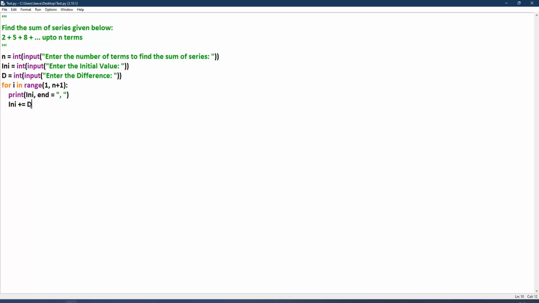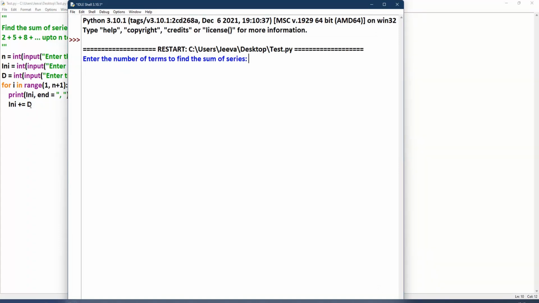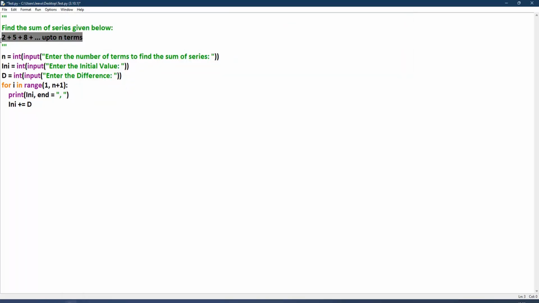Let us execute this. I need 5 terms, 12 as initial value and then 8 as the difference. So 12, 20, 28, 36, 44 is the series with 5 terms. Now I have a new series to find the sum.